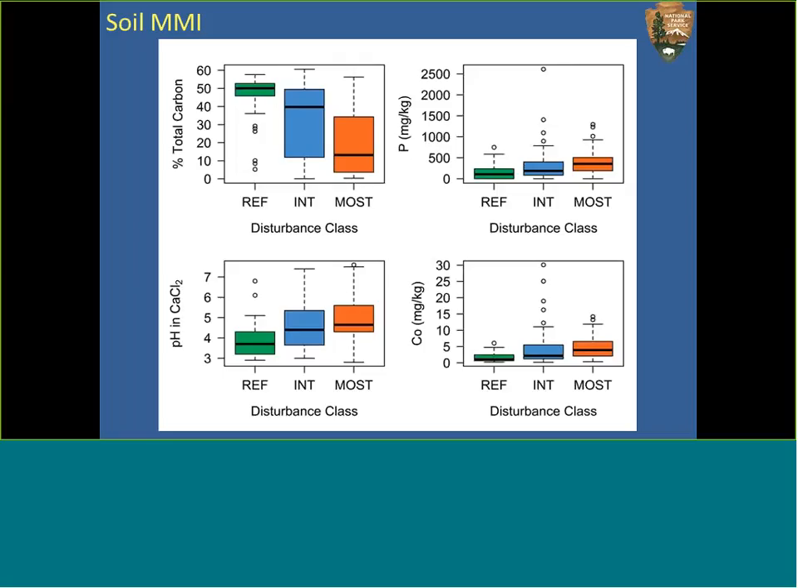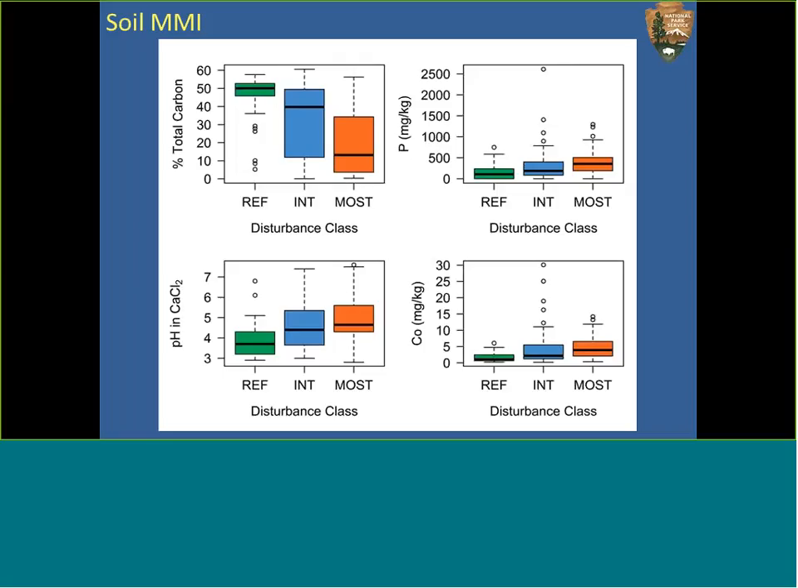Phosphorus as an indicator of nutrients was a stronger indicator than nitrogen, so I included it. And then cobalt is a trace element. It's an indicator of sedimentation and surface water runoff.